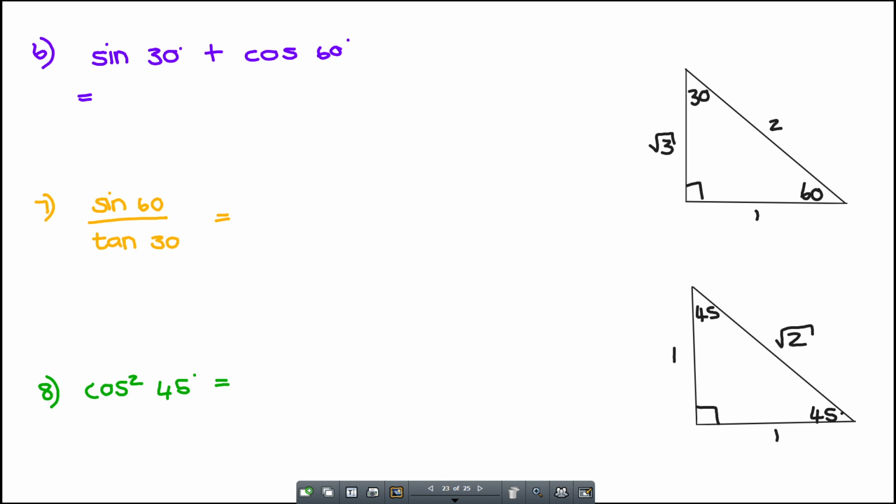Okay, so die eerste ene, sin 30. So ek gaan werk van hier af, ons het nou gesê sin is mos oorstaande op skuins, met ander woorde, in plaas van sin 30 gaan ek nou sê 'n half. Then, cos 60, if I go from here, cos is adjacent over hypotenuse. So dis ook 'n half. En 'n half plus 'n half geef my 1. Is julle nog reg?